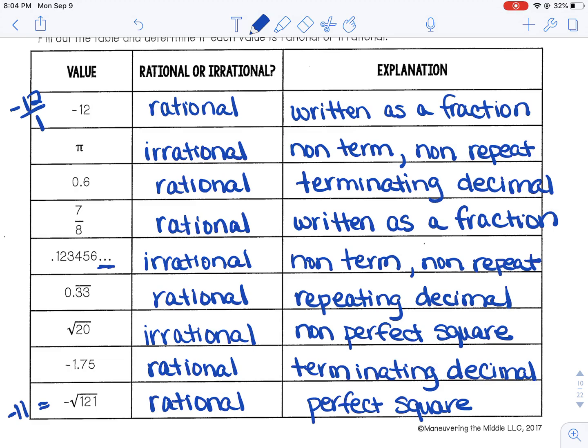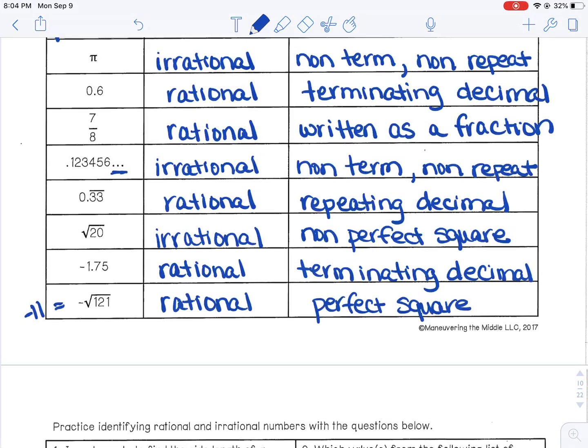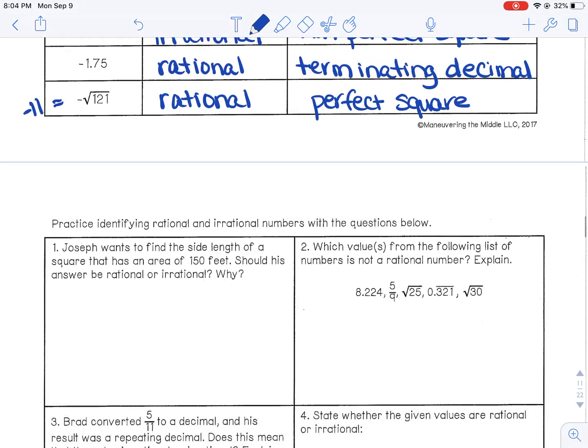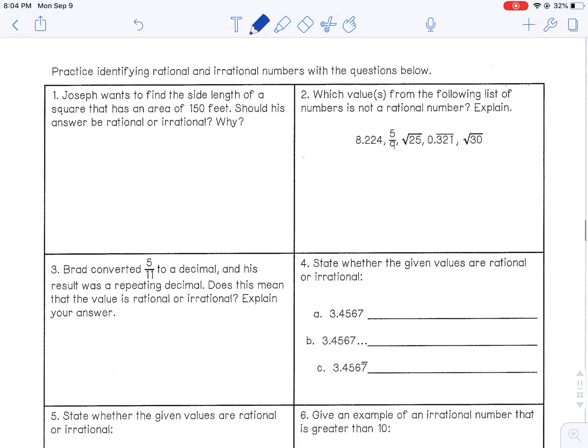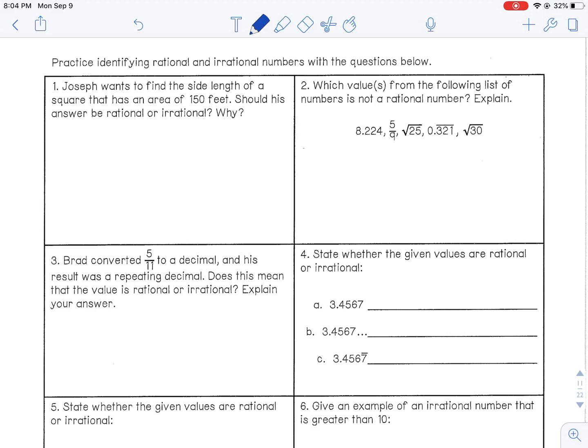Again, use your definitions. Have them beside you when you're working on classifying these numbers. On the back side, flip it over, we have Joseph, and he wants to find the side length of a square that has an area of 150 square feet.